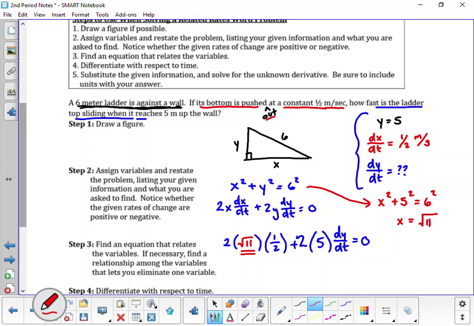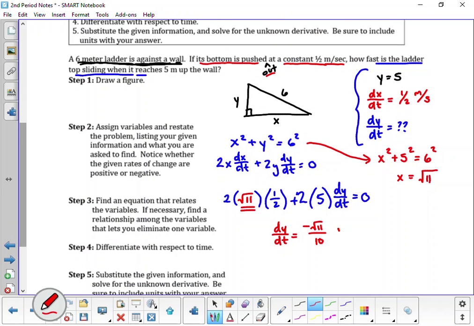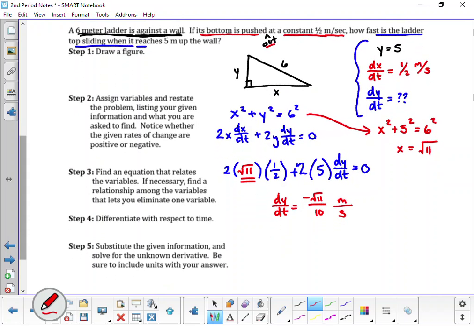All right, so dy dt, the rate that y is changing, equals negative root 11 over 10. And what are the units for dy dt? Y is in meters and time is in seconds, so meters per second. Okay. Did you get it?